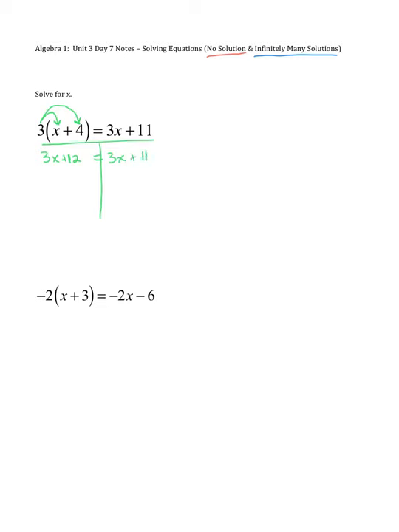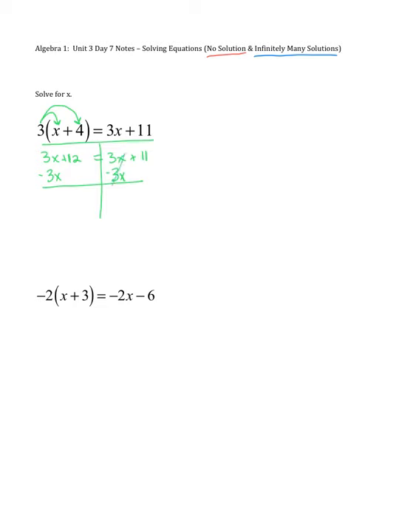Now, we can stop right here and look at this equation. 3x plus 12 equals 3x plus 11. Do you think that's going to lead to a logical answer? I'm not sure, so let's take a look. I'm going to move variables. I'm going to subtract 3x from this side and subtract 3x from this side. Well, this becomes 0 because I planned it that way.